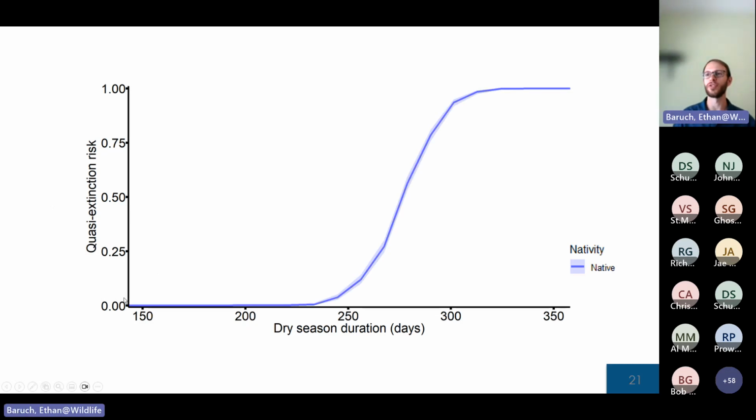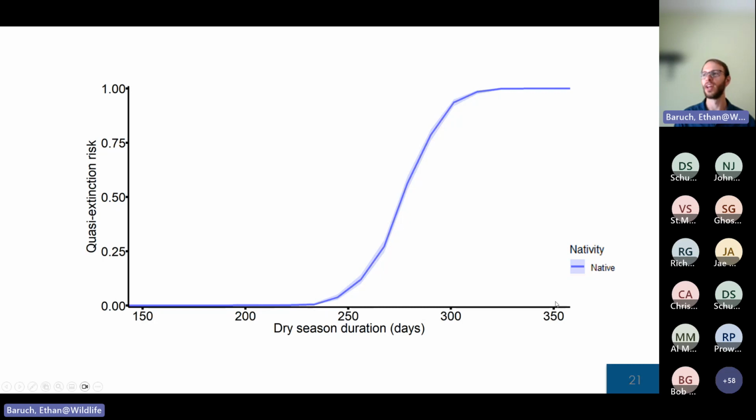So looking at this result of this modeling scenario, we see that when we have shorter dry seasons, we have a low risk for the native species. Low risk is obviously better. But as we're increasing the duration of this dry season, the likelihood of collapse in the native community is really starting to increase.